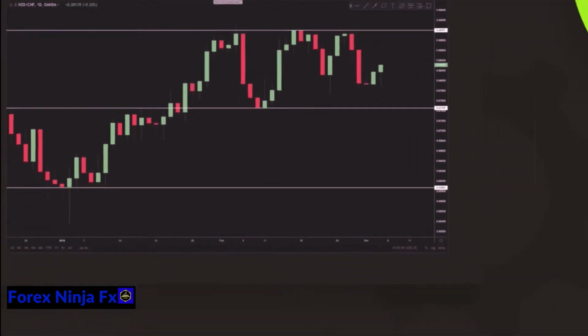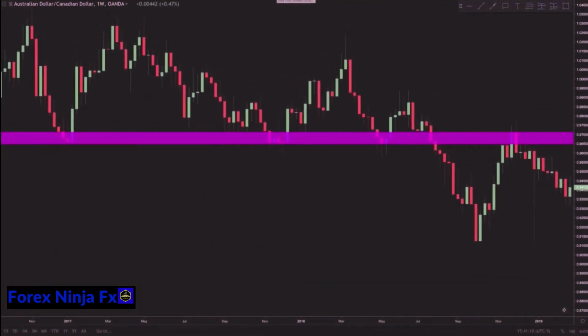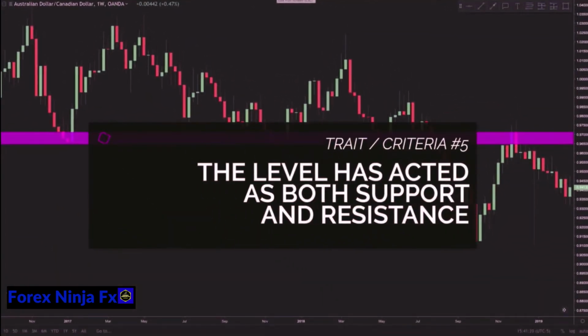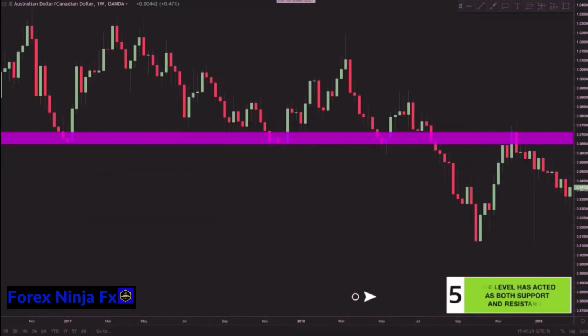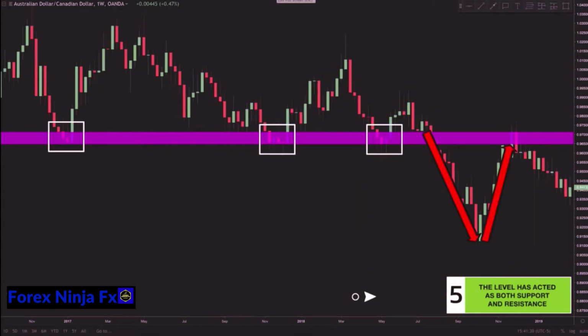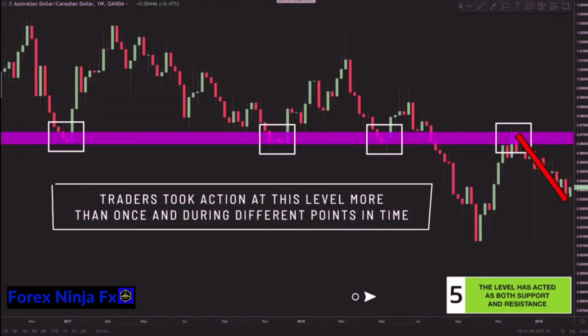So to the next criteria. Trait number 5. The level has acted as both support and resistance. As you can see, every time price got to this level of support, it reversed, before finally it broke through and came back up. The support turned to resistance, and it hit and reversed again, showing that this level acted as both support and resistance.